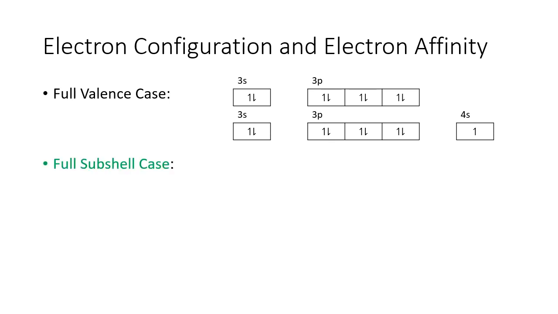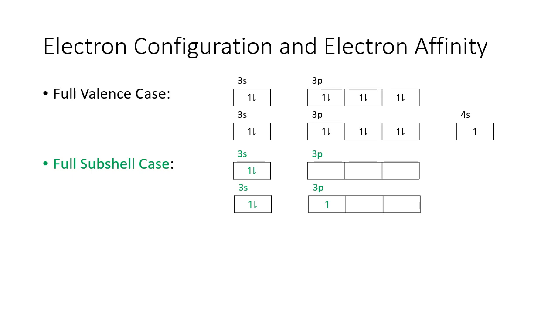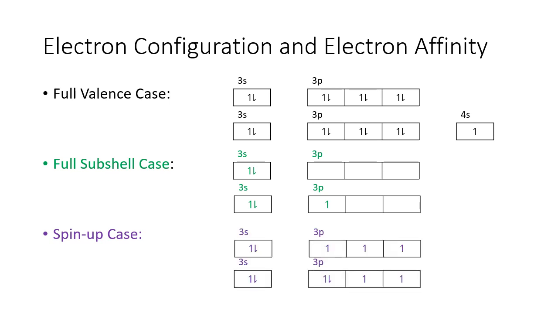If we have a full subshell, so like this case, we have a full 3s, and we're bumping up by adding an electron to the p, that is going to be a costly amount of energy. And finally, we have the spin up case where everything is spin up and then we pair it and we add another one. So if you're trying to figure out where you are in your trend in electron affinity and whether or not you should have an exception, make your orbital filling diagram. It should be obvious based on where you put your next electron.